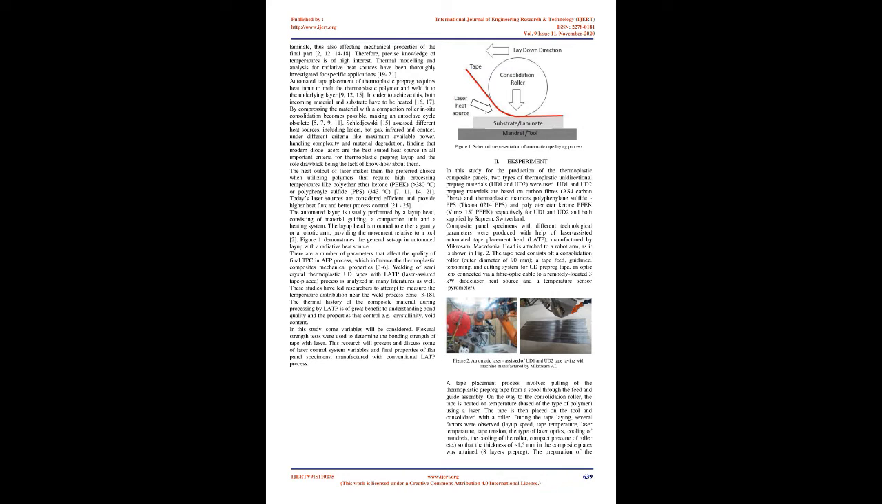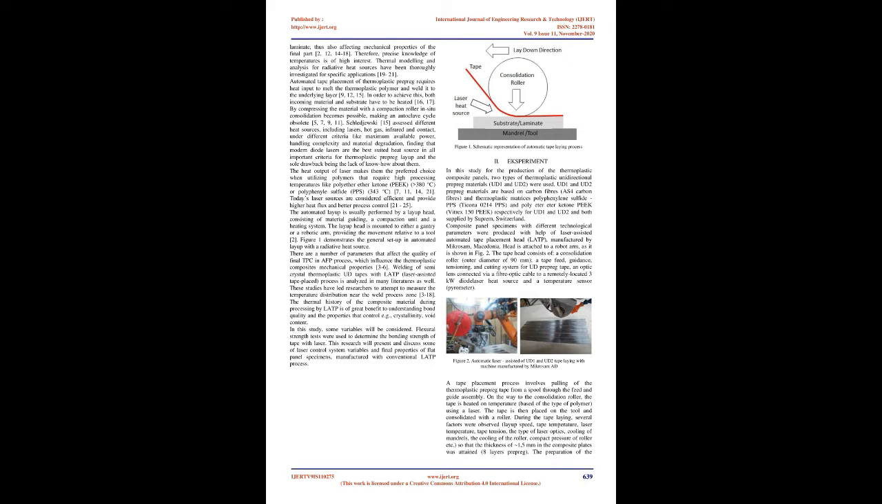9. Radiation-based heating in the form of laser and infrared lamps offers advantages such as high heat flux, precise control, as well as quick response, and therefore is regarded as the favored heat source for ATP processes. 2, 4, 10-13. Material properties, such as crystallinity and void content, depend essentially on the thermal history of the laminate, thus also affecting mechanical properties of the final part. 2, 12, 14-18. Therefore, precise knowledge of temperatures is of high interest.